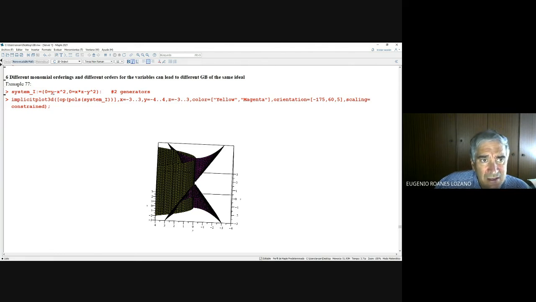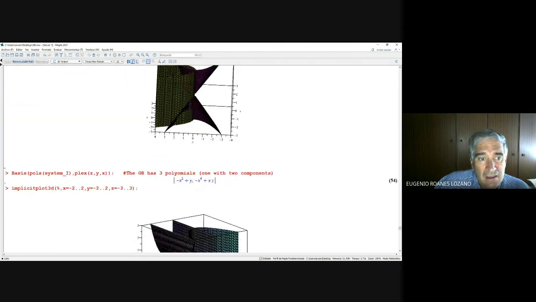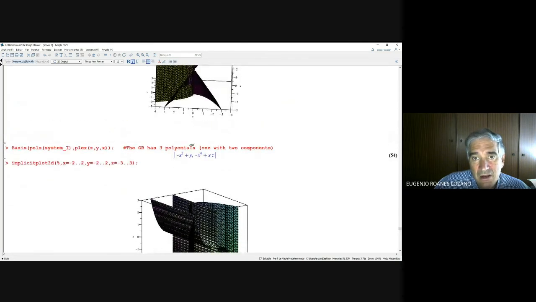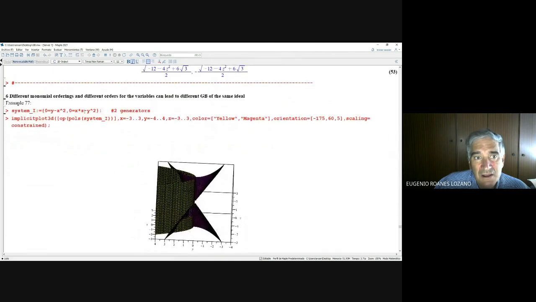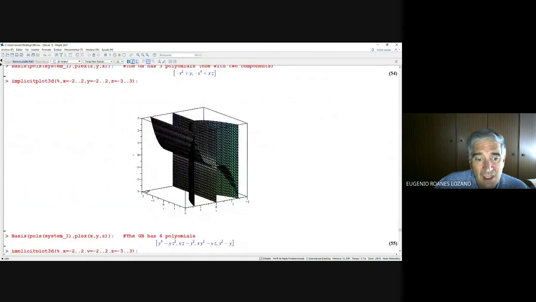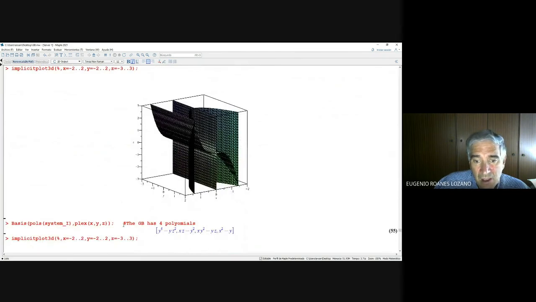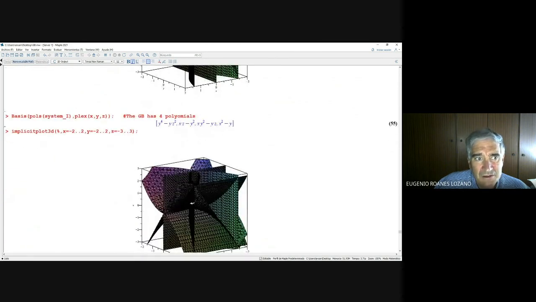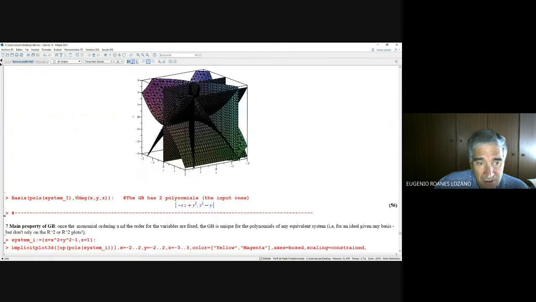Well, in this strange case, we have two generators. If we consider pure lexicographical order with z preceding y preceding x, we have this description. So the Gröbner basis has 3 polynomials, even if the input had 2 polynomials. If we change the ordering, we obtain 4 different polynomials. And if we use total degree with x preceding y preceding z, then we obtain the input polynomials.